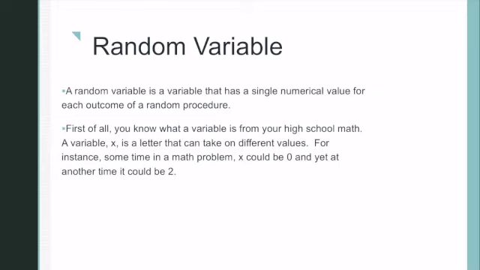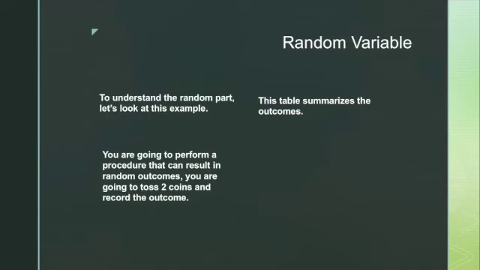So let's look at an example. We're going to perform a procedure that can result in random outcomes. What we're going to do is toss a coin 2 times and record the outcomes. So I could toss the coin and get 2 heads. I could get a heads and a tails, a tails and a heads, or 2 tails.